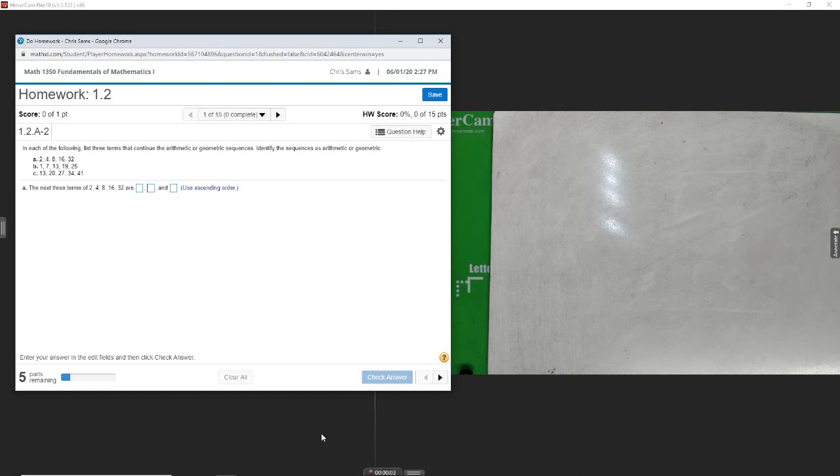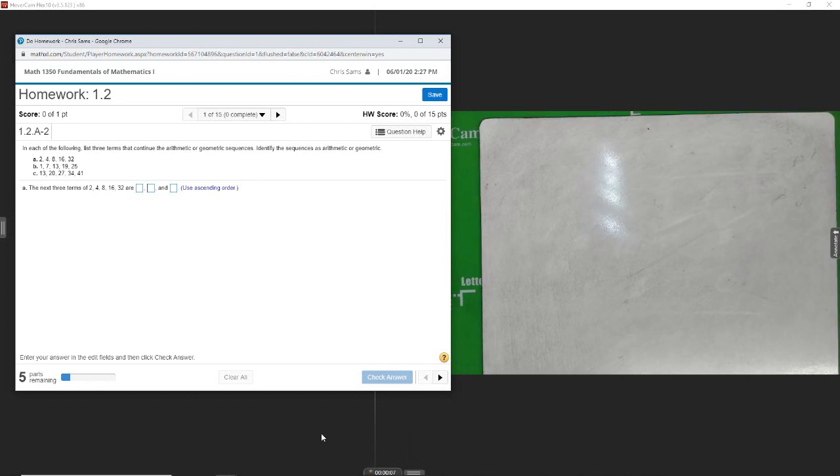Okay, so this is section 1.2. This one says, in each of the following, we want to list the three terms that continue the arithmetic or geometric sequence, and it says identify sequences as arithmetic or geometric.